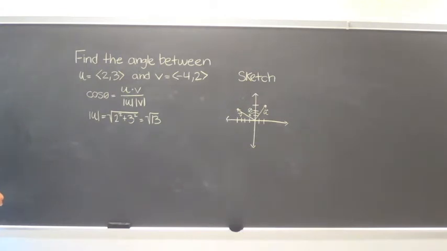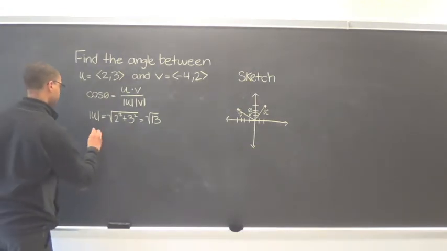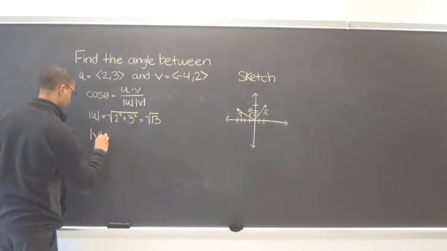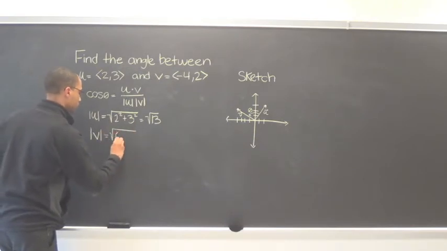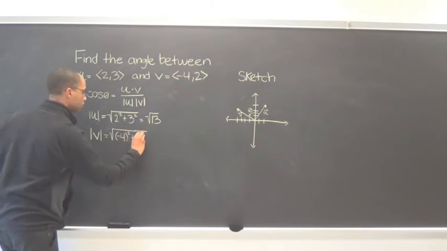Now, for the sake of time, I'm just going to leave the magnitudes in radical form, and I'm going to leave the dot product as it is, and I'm not going to go through how to do the calculations for each individual part. I want to get more of the idea of what this means and how to do it.